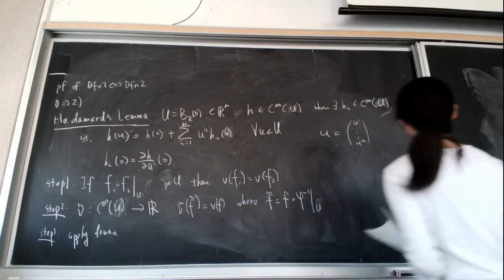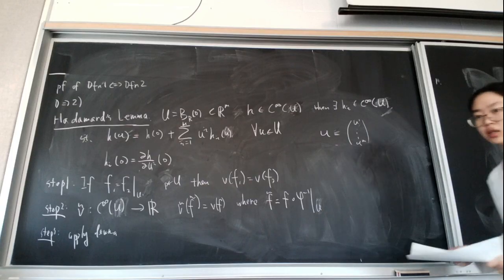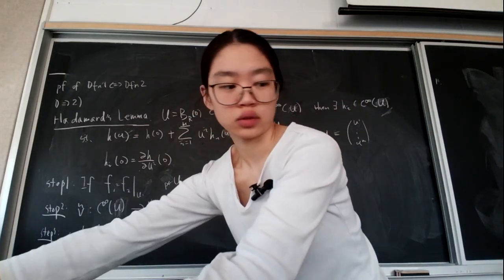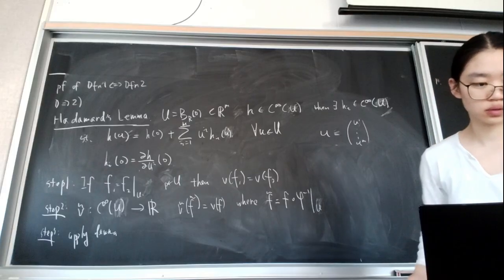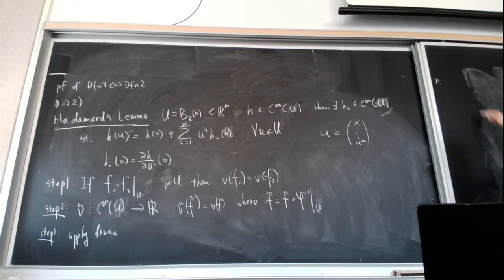So let's say we have F1 is equal to F2 on some open set containing P. Then we can define another function to be the difference between F1 and F2. And it's sufficient to prove that V applied to F is equal to 0 because V is linear.